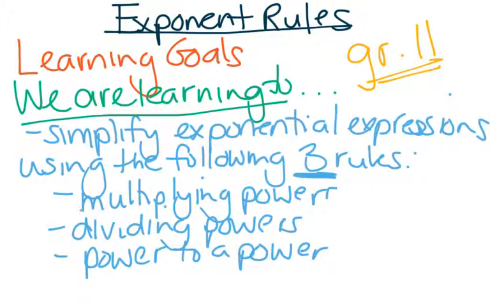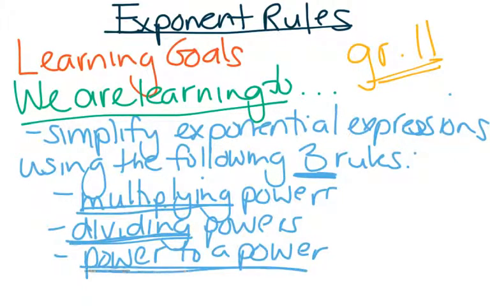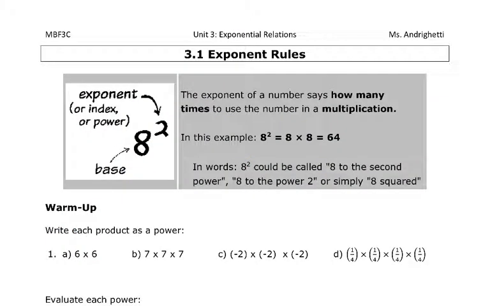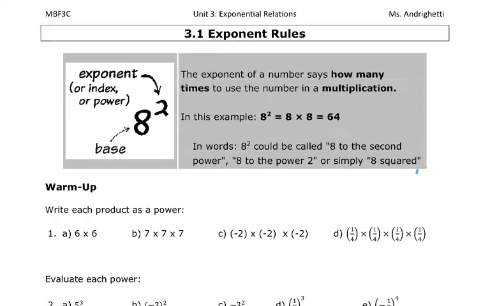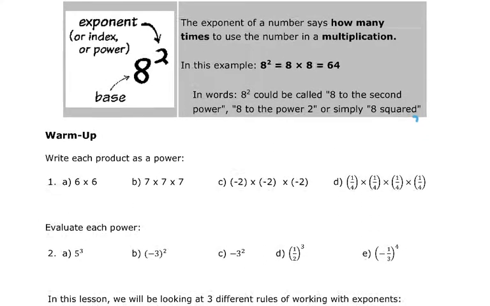The first rule is what happens when we're multiplying powers of the same base. The second rule is what happens when we divide powers of the same base, and the last is what we do when we're simplifying an exponent that has an exponent, or a power to a power. So the lesson that you should have should be 3.1 or another number, and it's going to look like this. If you don't have this sheet, please come get it from me.